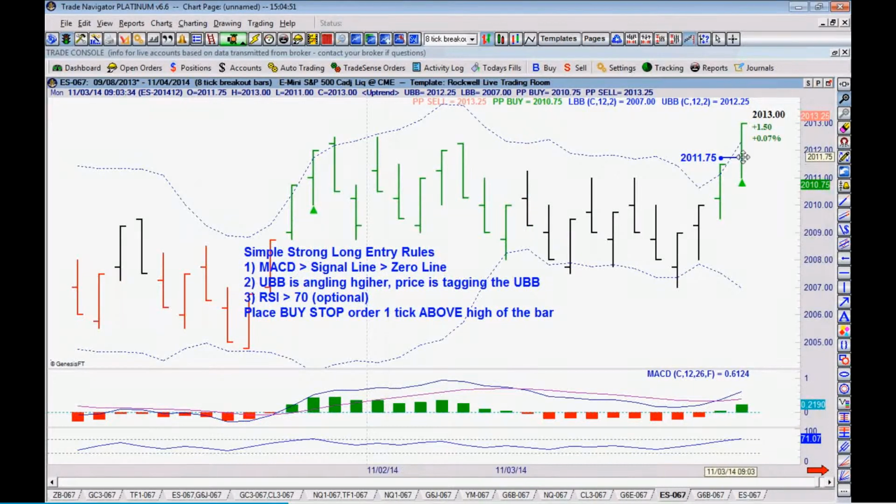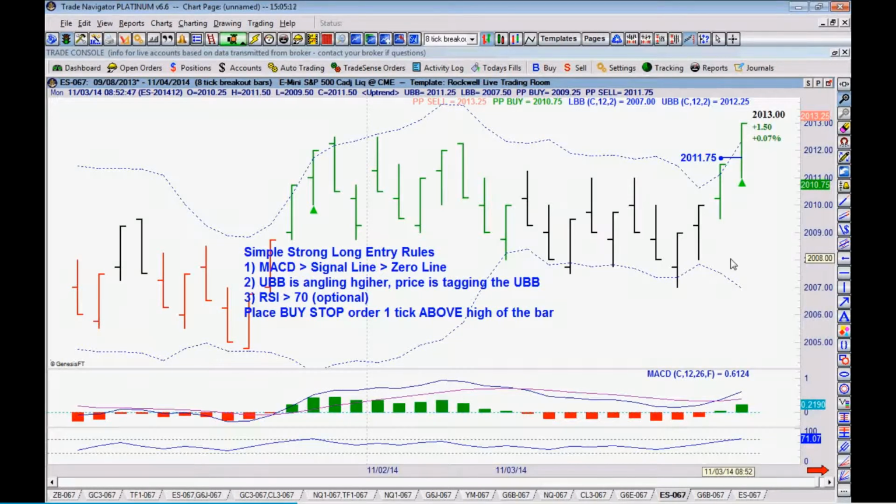On the next bar, we see that we open at 20.1175, the market pulls back a little bit and then ends up closing higher. So in this case, we would have entered the market and we would be filled approximately at 20.1175, and we would be in a simple strategy long trade.